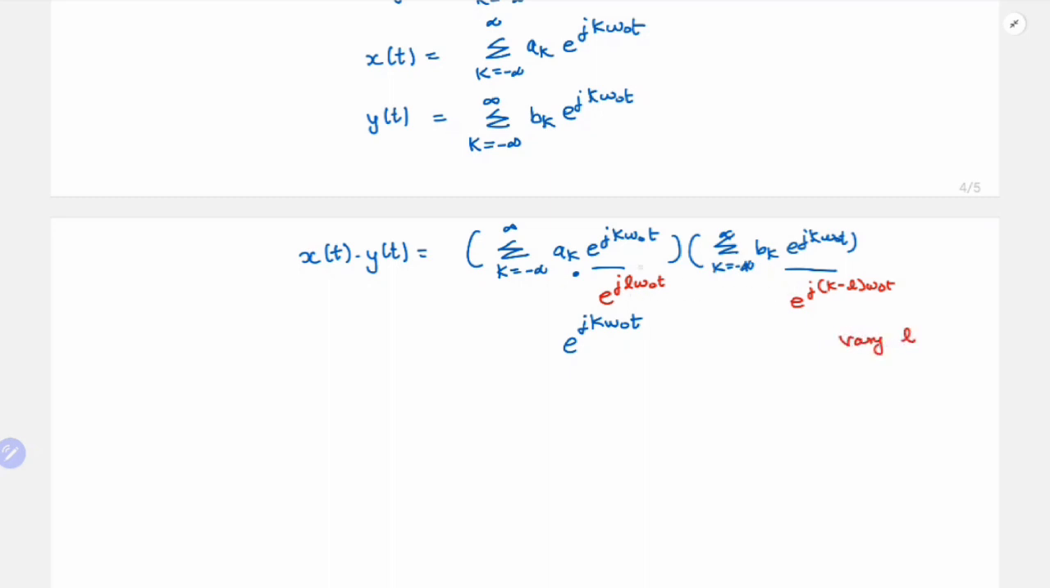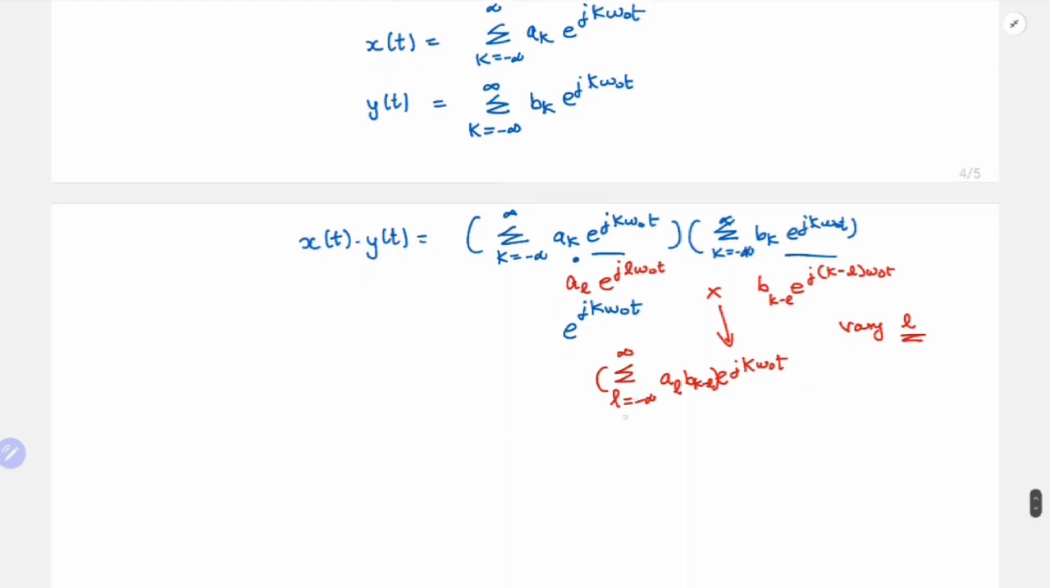when these two terms are multiplied, what will be the base? The base will be e power jk omega naught t, right? So what will be the coefficient of this? It will be al, and here it will be b k minus l. The coefficient here will be al b k minus l, and I am varying L. So I am summing this up, L equal to minus infinity to infinity. So this base is going to be same. Only the coefficients are going to be summed. Right? So this will give me all the terms.